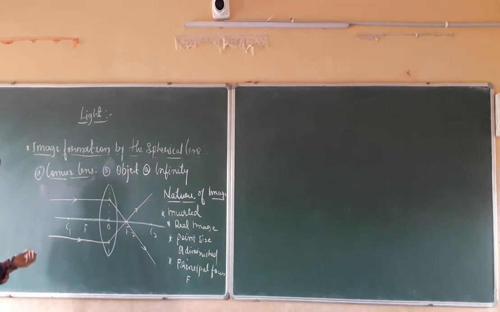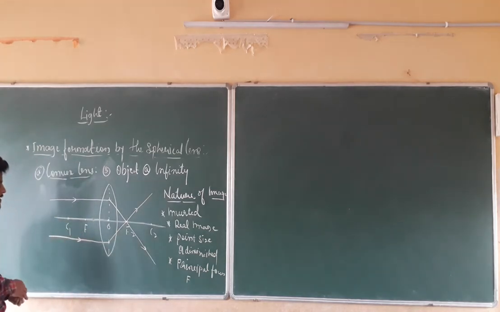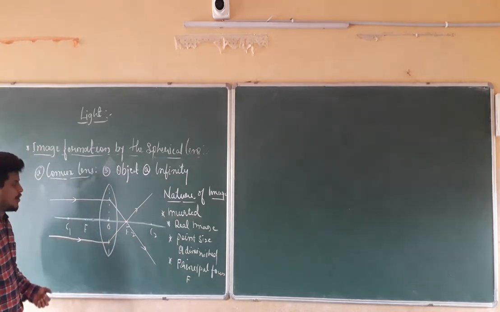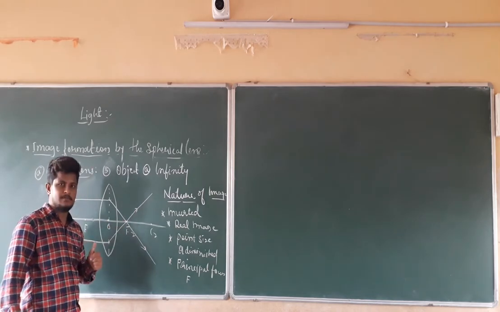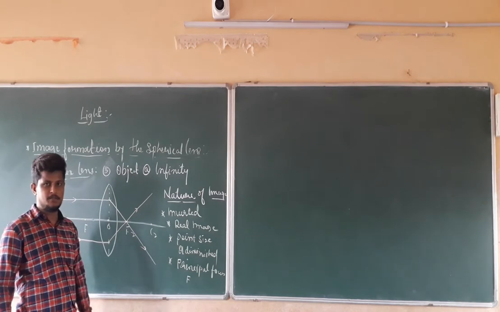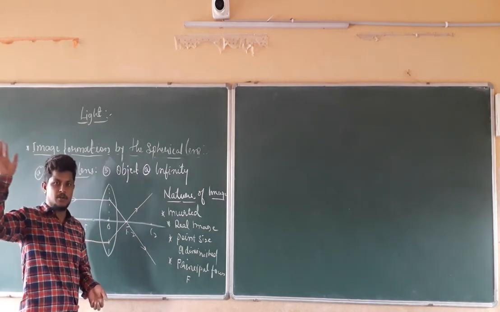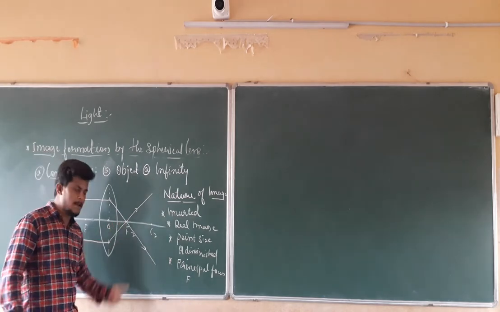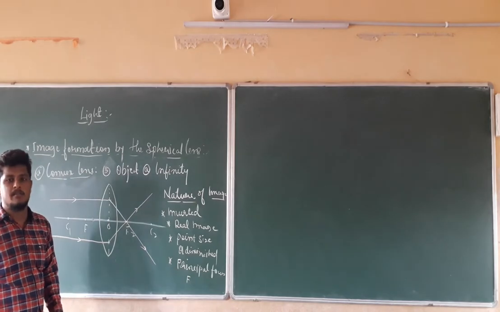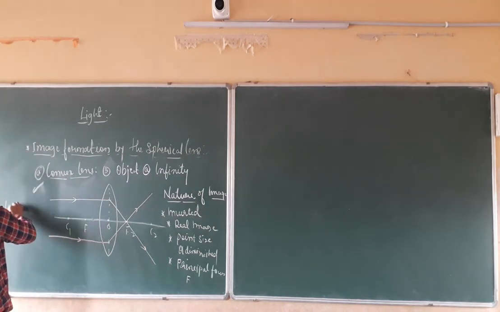If I take n number of light rays which are traveling parallel to the principal axis, this light ray, this light ray, this light ray, all the light rays are going to converge at the point F on the principal axis. So the light coming from infinity parallel to the principal axis converges at a point. That means we can say that a convex lens is a converging lens.